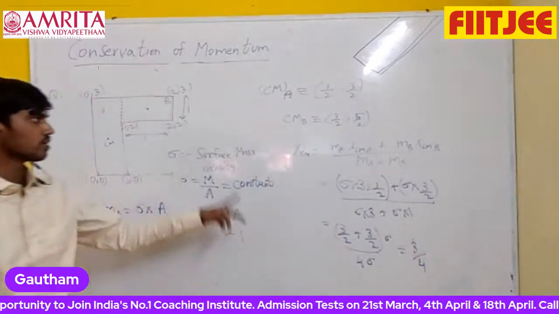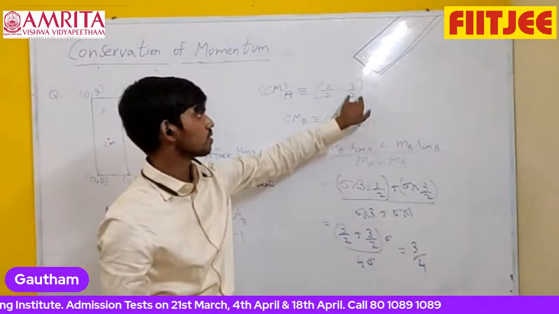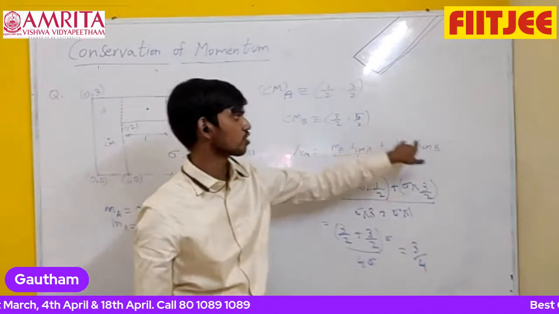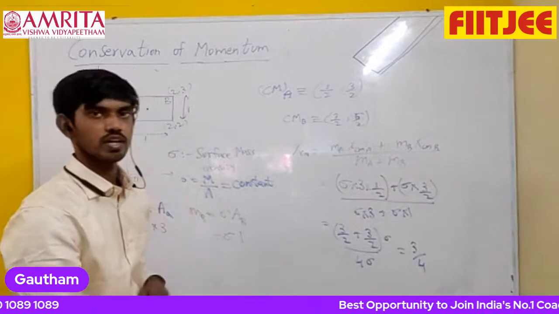So similarly, you can find y coordinate by substituting instead of x coordinate of A, write y coordinate of A, instead of x coordinate of B, write y coordinate of B. Then you will get y coordinate of center of mass of the body. That will be the final answer.